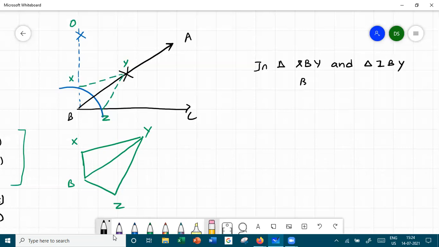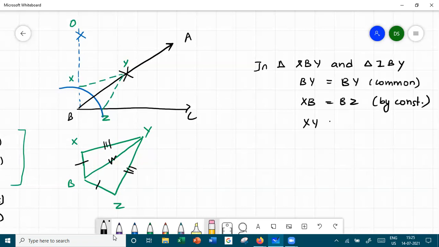BY is common, or it's the same thing, right? That's why it is common. And now you can say XB and BZ are the same by construction. And the third part would be that these two sides are same, which is nothing but XY and YZ. This is also by construction. Because we only made these two arcs at Y, right? So we've kept the radii same on our compass and we made these two arcs.